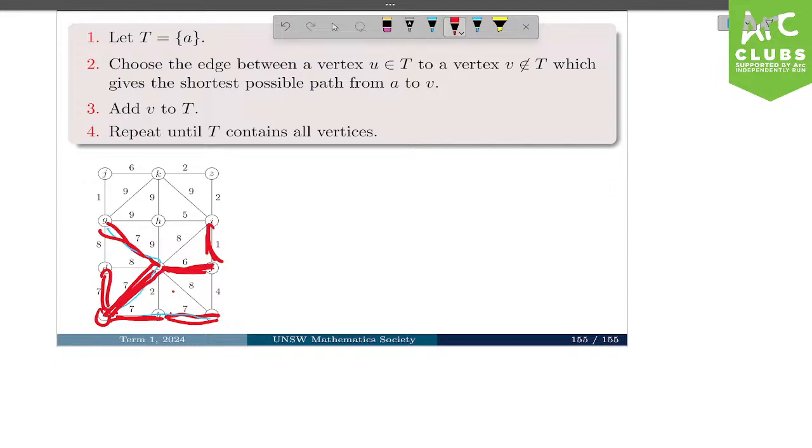We might be tempted to immediately go like this and pick this edge over here, but that has distance 16. Instead, we can see there's actually a path of distance 15 over here. If we go like this, 7 plus 1 is 15.